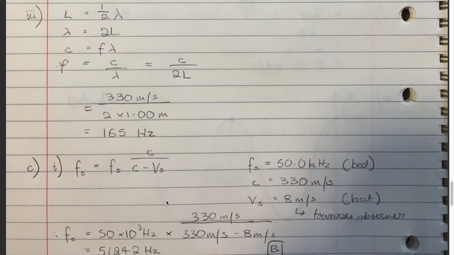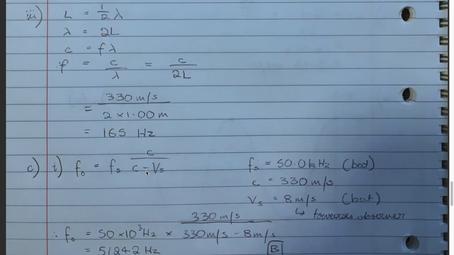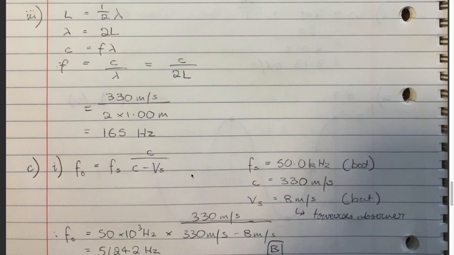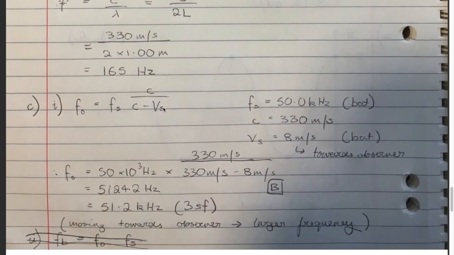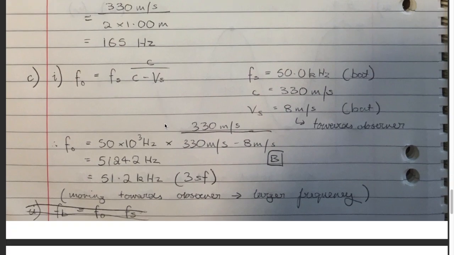So the form of the equation that we would use is something like this. The observed frequency is equal to the source frequency times this factor of c, the speed of sound, over c minus velocity of the source. It's minus because the source is moving towards the observer, so you want the frequency to get bigger. If you plug in all the numbers, it comes up with 51.2 kilohertz, so a bit bigger than 50.